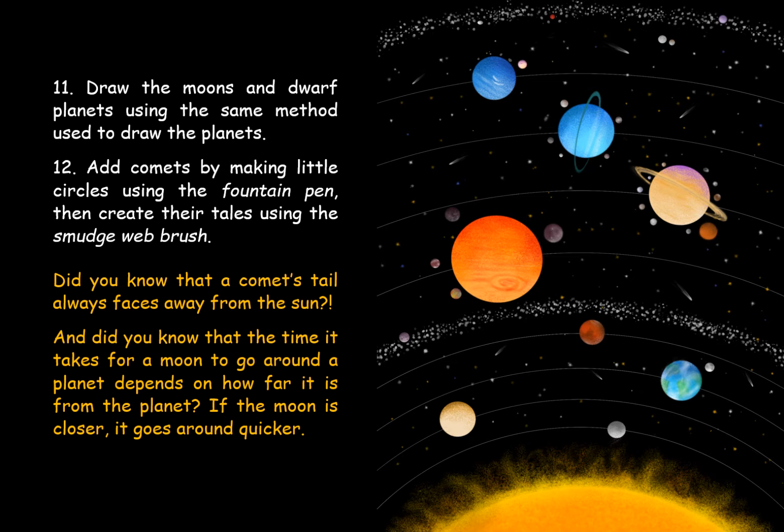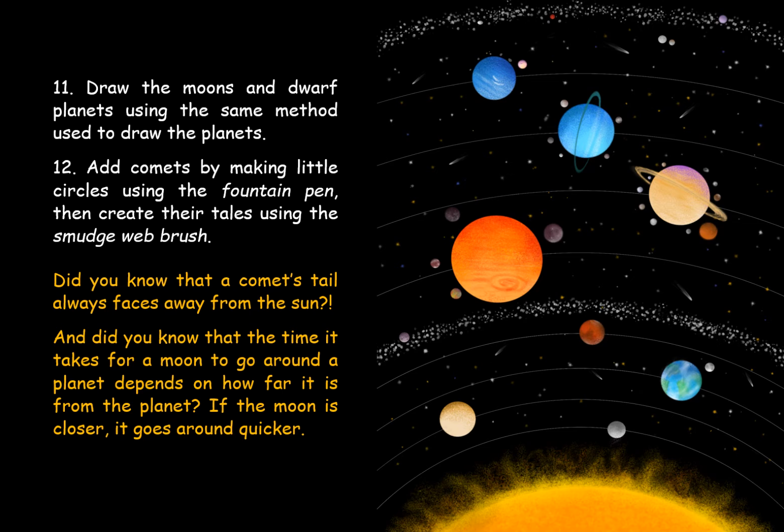11. Draw the moons and dwarf planets using the same method used to draw the planets. 12. Add comets by making little circles using the fountain pen, then create their tails using the smudge web brush.